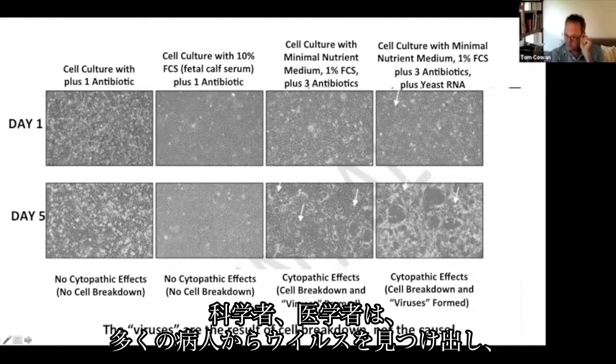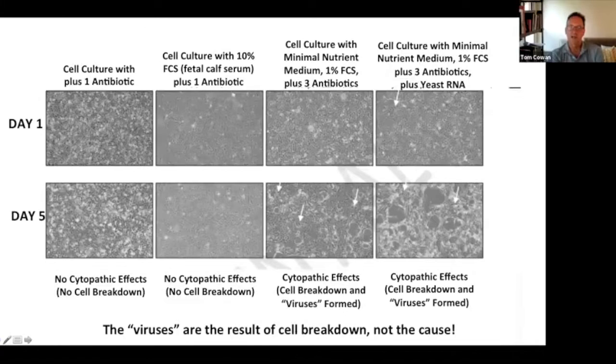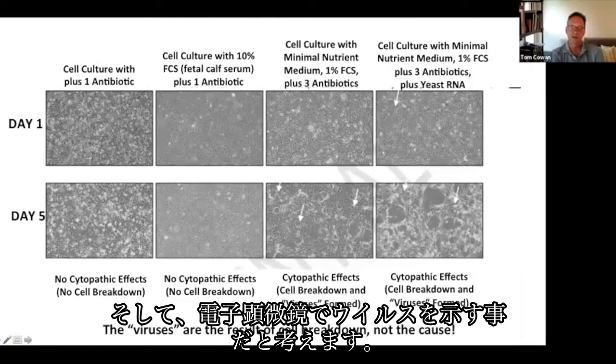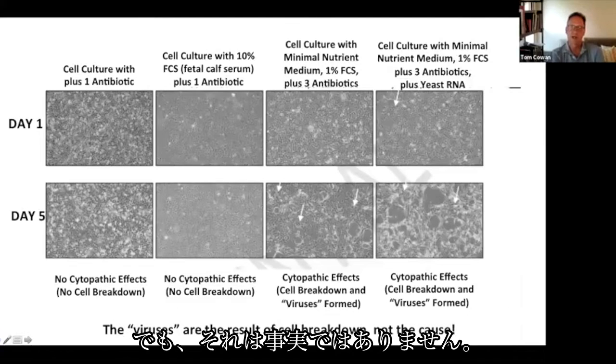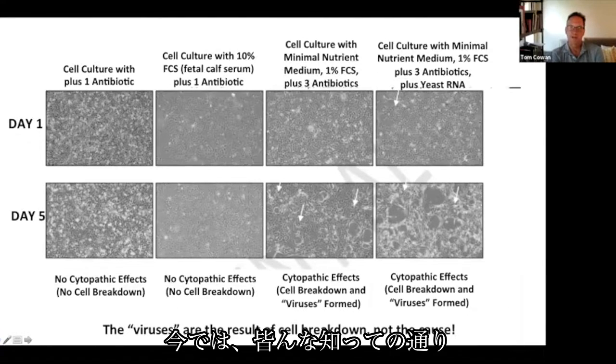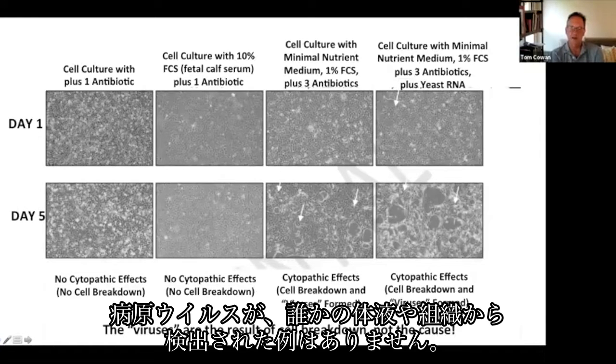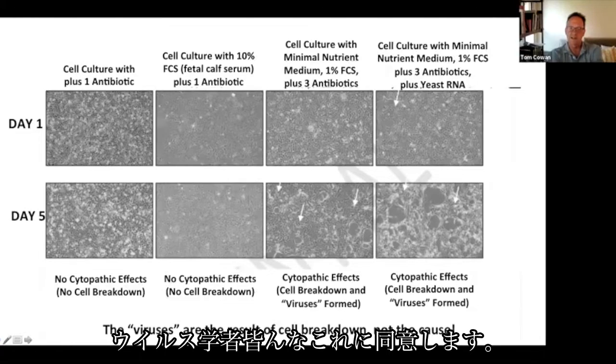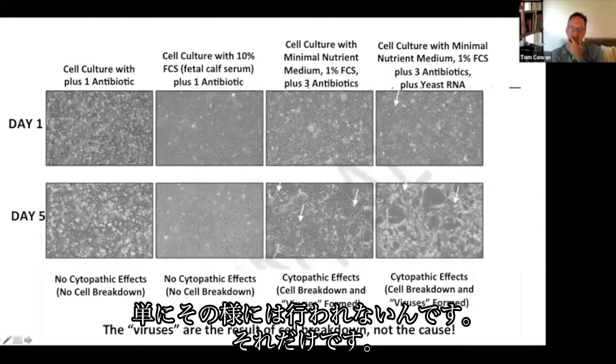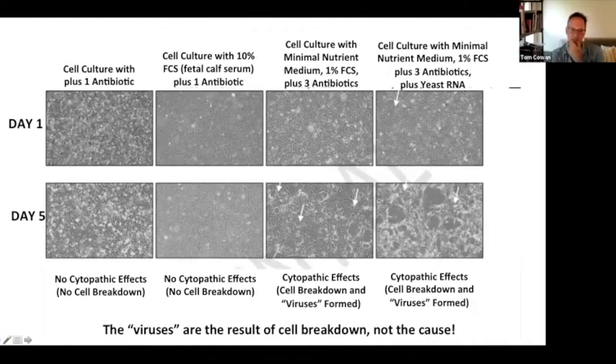Science people, medical doctors, think that you find the virus in a bunch of sick people, and then you isolate it from sick people, you show it under the electron microscope, and that's not true. There is no case, as we all know by now, of any pathogenic virus being found in any bodily fluid or tissue from any sick person. Every virologist agrees with that. That's just not how it's done, period.